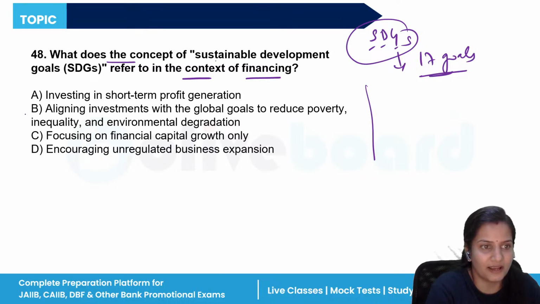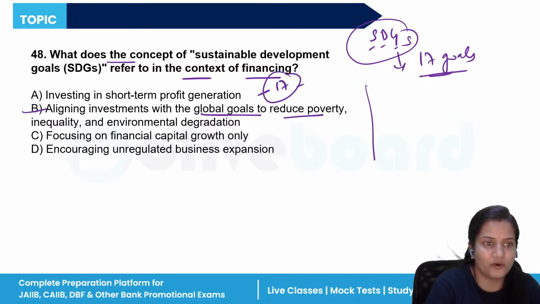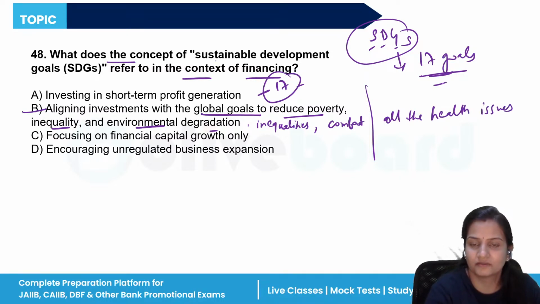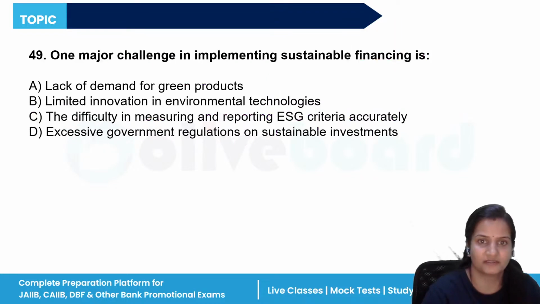Yes, correct. That is aligning investment with the global goals. What are the sustainable global goals? There are a total of 17 goals: to reduce poverty, inequality, environmental degradation. We should avoid all the inequalities between men and women, and combat health issues. So these are all included in the 17 goals of SDGs.